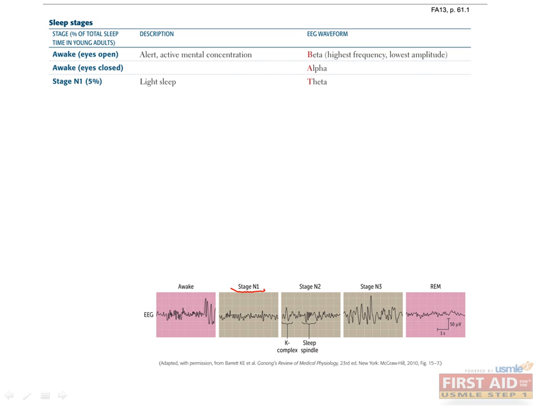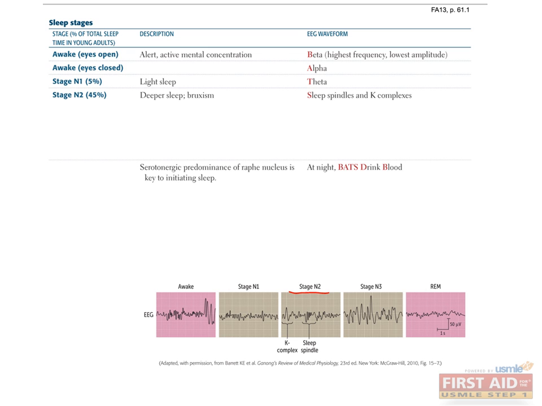Which neurotransmitter is critical for initiating sleep? That's right, serotonin release from the raphe nuclei. You'll discuss serotonin and other neurotransmitters in more detail in neurology. In the second stage of non-REM sleep, comprising about 45% of total sleep time in young adults, you see sleep spindles and K-complexes on the EEG waveform. This stage of sleep is when grinding of the teeth and clenching of the jaw occurs, referred to as bruxism.